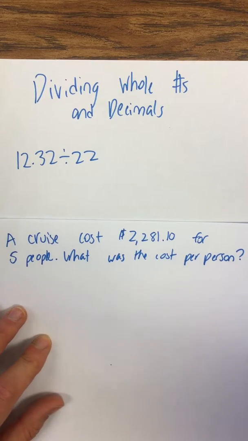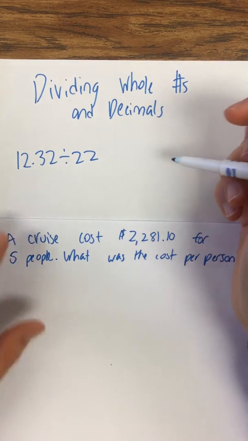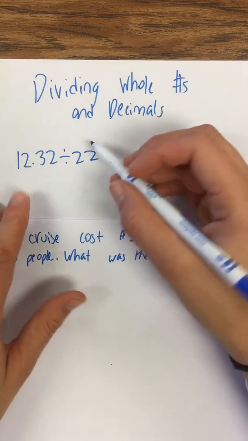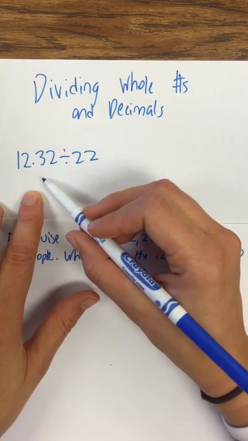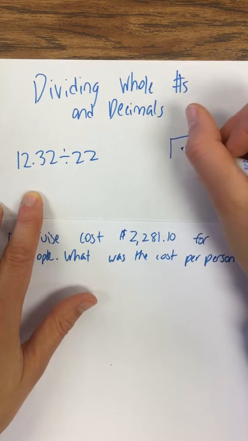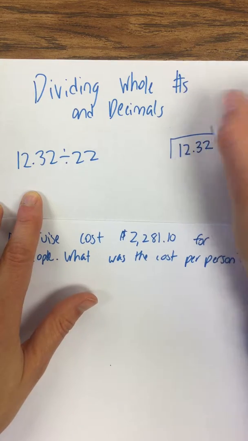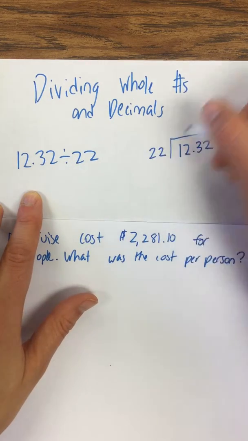This is a video on dividing whole numbers and decimals. So again, I do this pretty traditionally. When it's set up like this, the very first number is the dividend, and that's going to go on the inside. The other number is the divisor, and it goes on the outside.